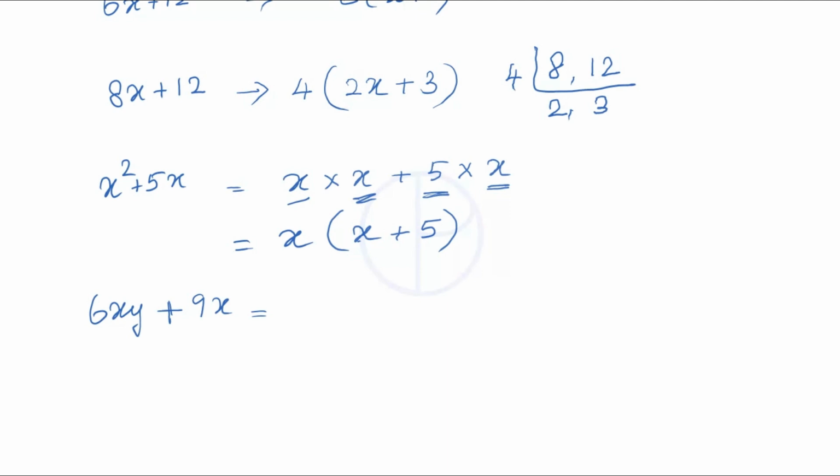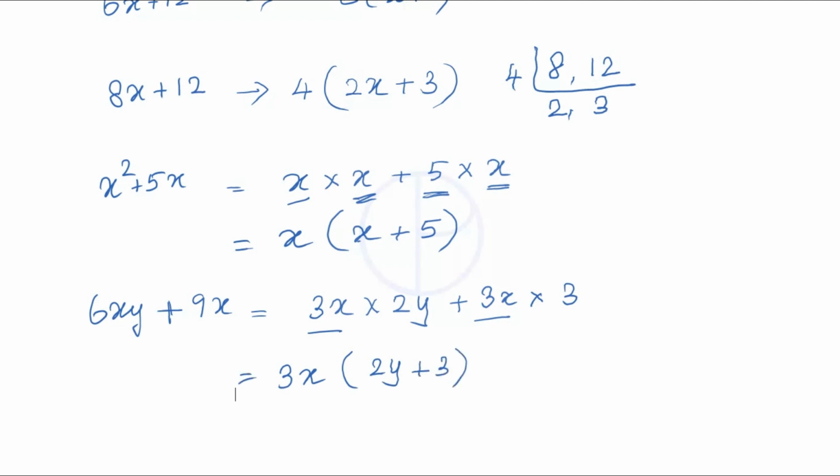So the HCF is 3 and x is also common here. So this can be written as 3x multiplied by 2y plus 3x multiplied by 3. So these are common. We will take it out. So 3x multiplied by 2y plus 3.